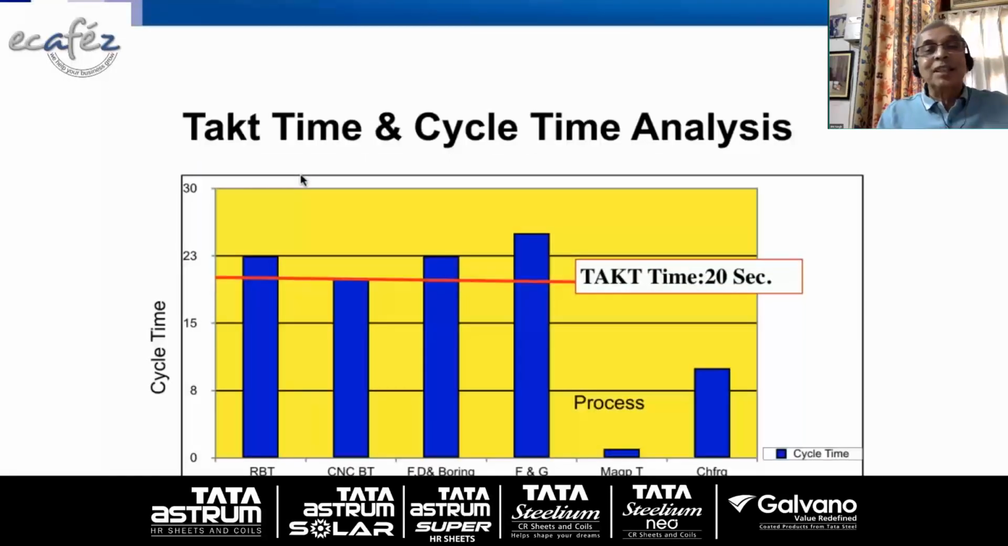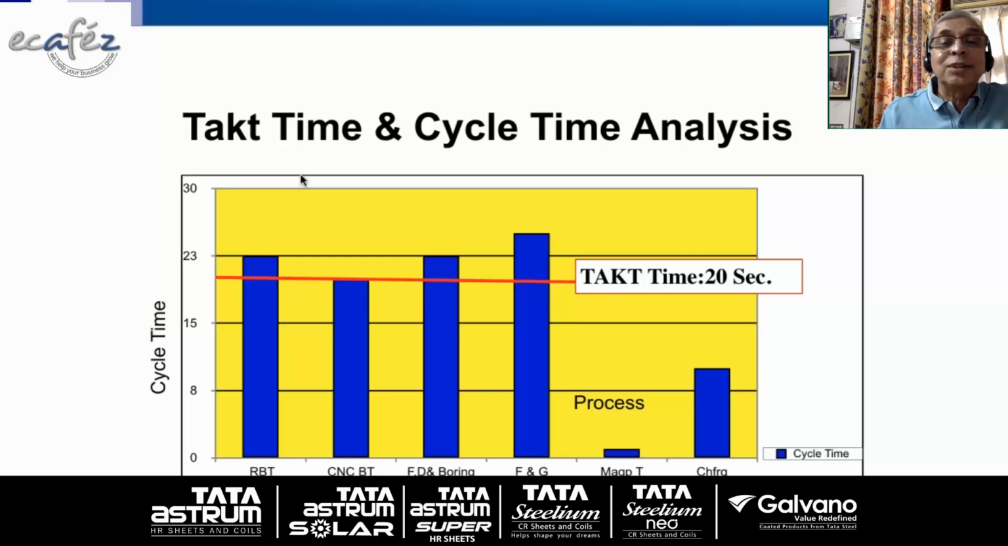So what needs to be done? Graphically, this is a very, very powerful tool. Once you draw it, takt time was 20 seconds. Whatever cycle time comes in more than that means it can produce less. So all operations' cycle time must come under the red line of the takt time. Then only you will be able to produce.